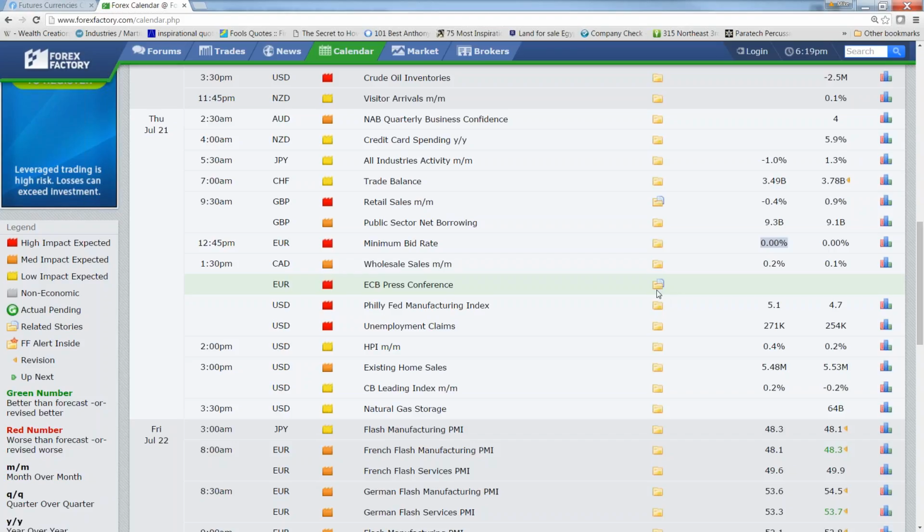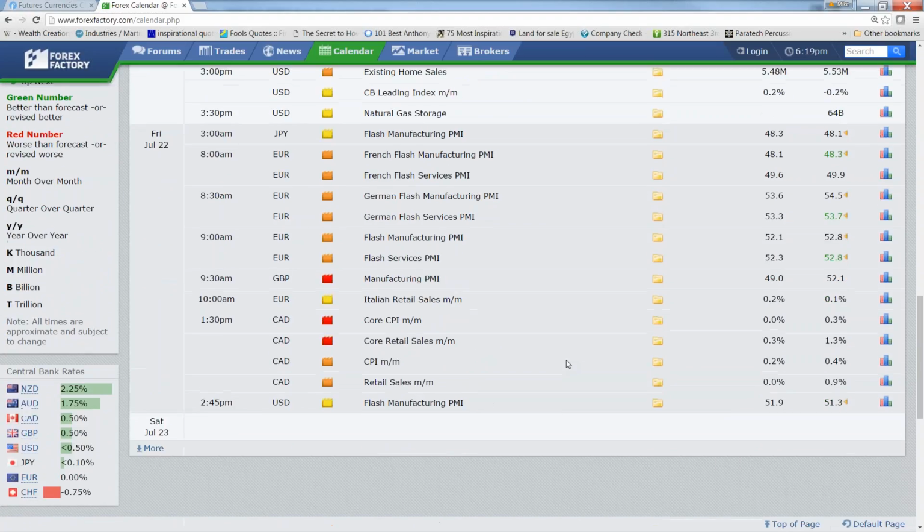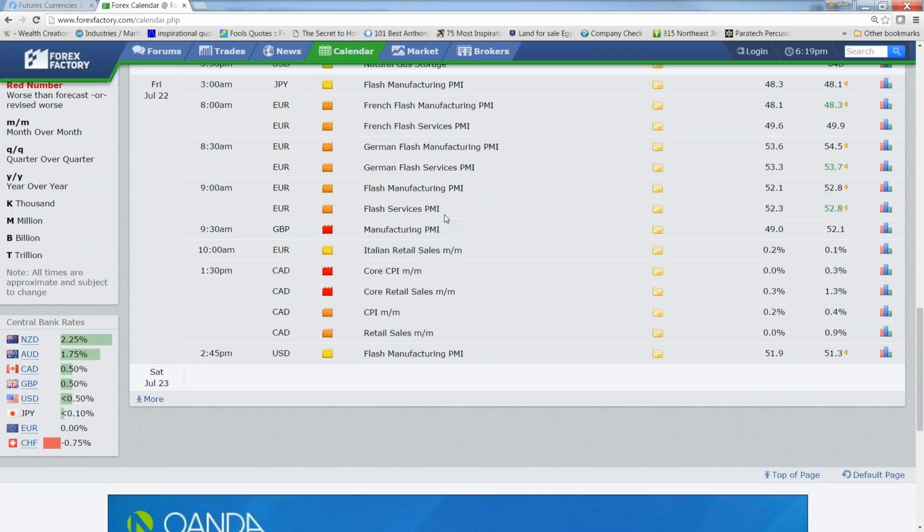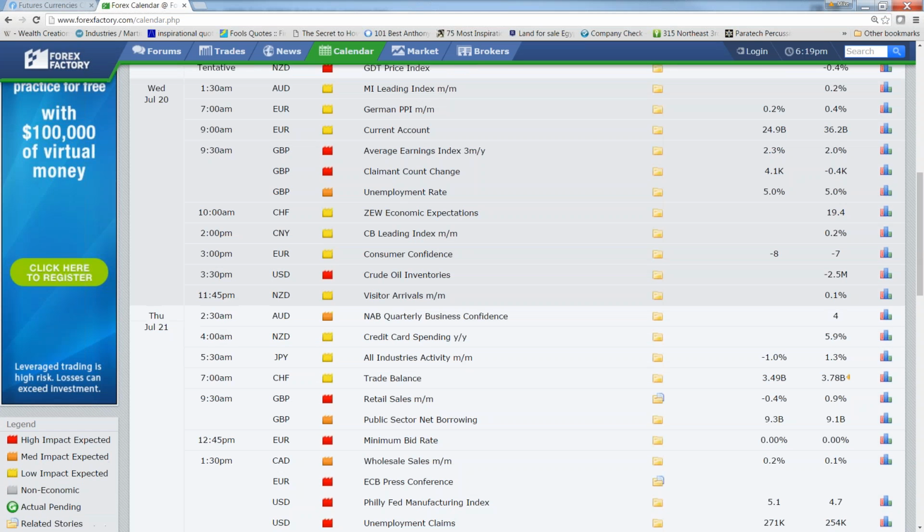So by the same token, I don't expect Draghi to do anything. Okay? And then pretty much till the end of the week, it's going to be a regular, in a way, kind of a trading week. So this is as far as the news goes.